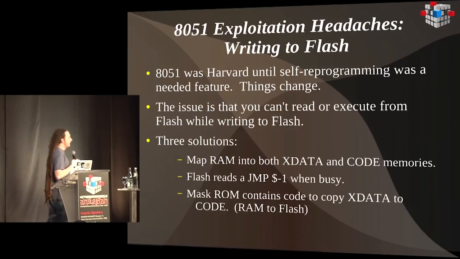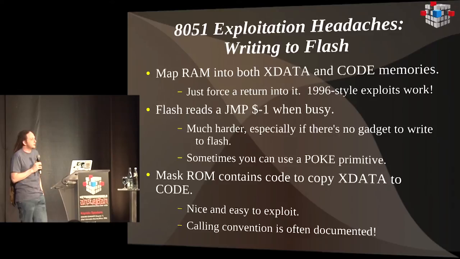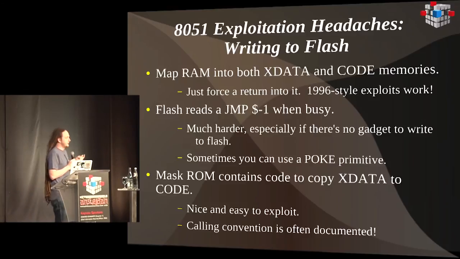And the third trick is that mask ROM is used to copy X data into code. And this is because mask ROM is separate from flash, and mask ROM will work while flash is being written to. Now you can exploit these. So if RAM is mapped into both X data and code, then you can just return into it, and this becomes a 1996 style smashing the stack for fun and profit attack.